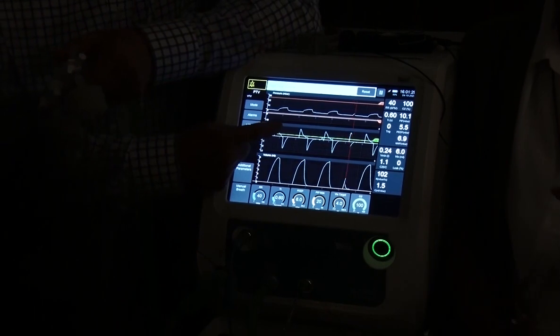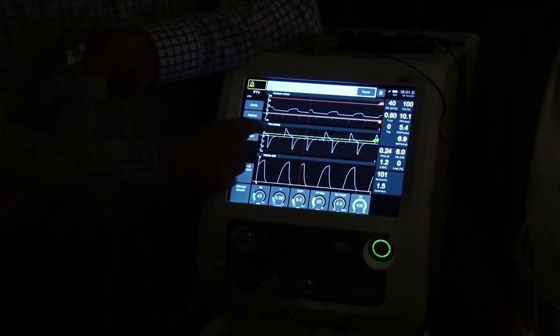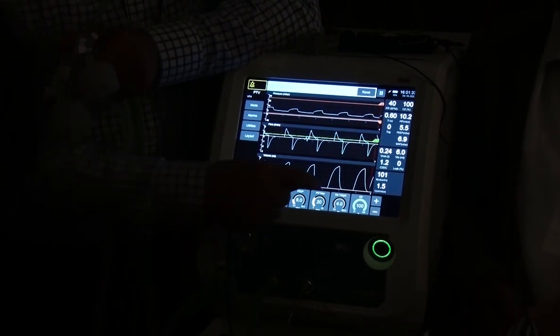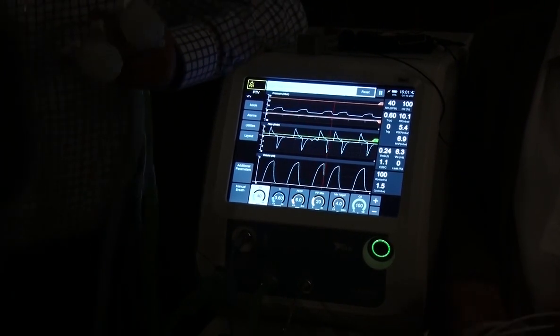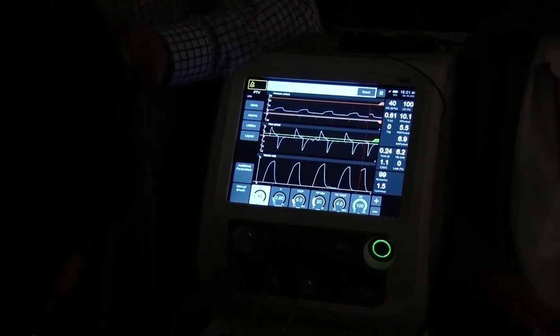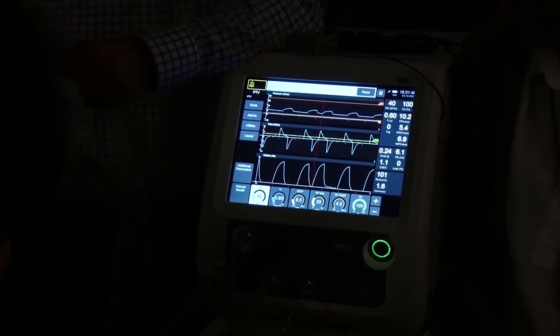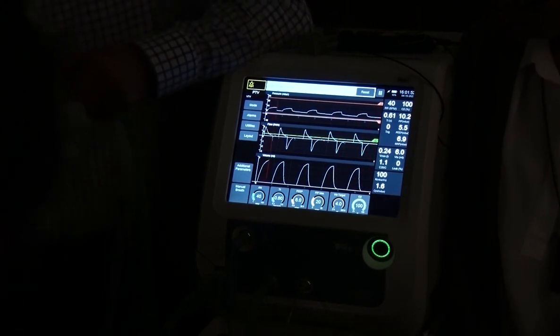So if your I time is correct, there are three things you can change. You can change your PEEP, you can change your rate, or you can change your tidal volume. Let's assume we've got the right PEEP. Obviously, if this PEEP was 3, then I would be concerned. But let's assume it's the right PEEP. So you're going to change rate or tidal volume. Which one would you change here to bring the CO2 down?